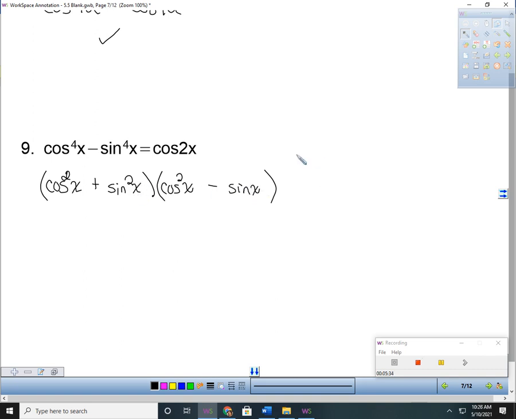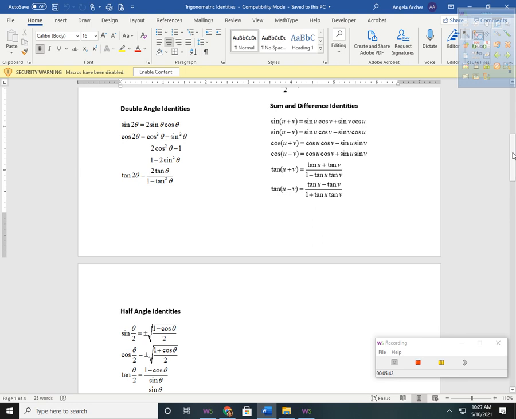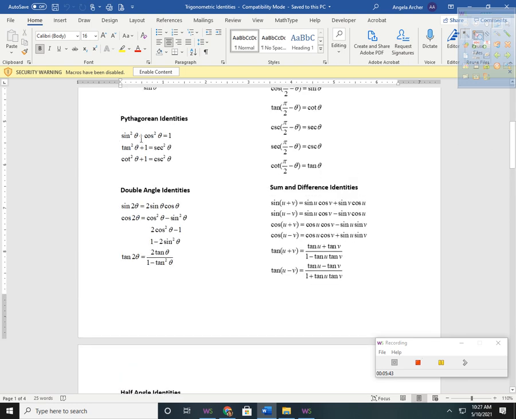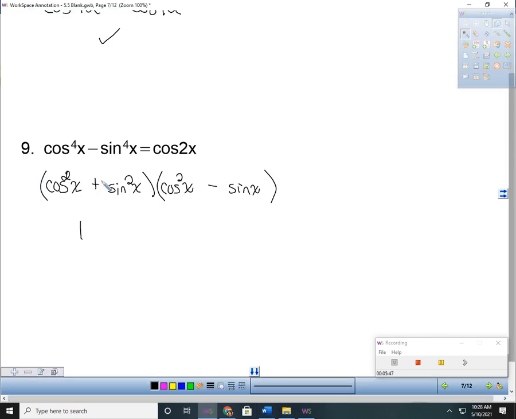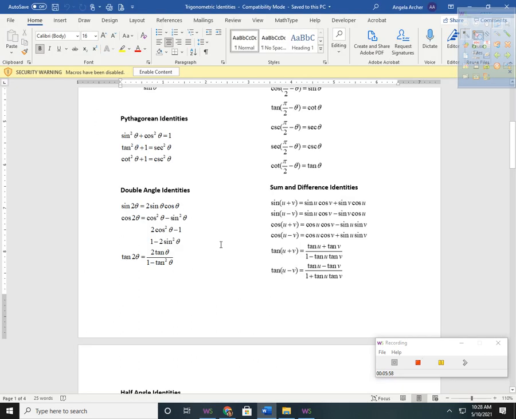So I've split this apart, and I know that cosine squared x plus sine squared x is equal to 1. And I know that because it's one of my Pythagorean identities. Sine squared theta plus cosine squared theta equals 1. So I've replaced this with 1 times cosine squared x minus sine squared x. That is cosine 2x.